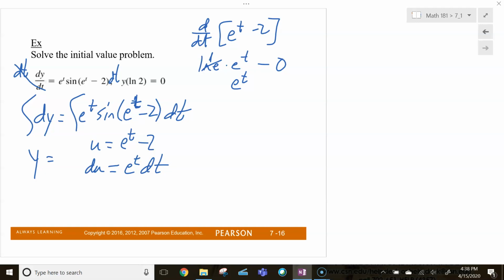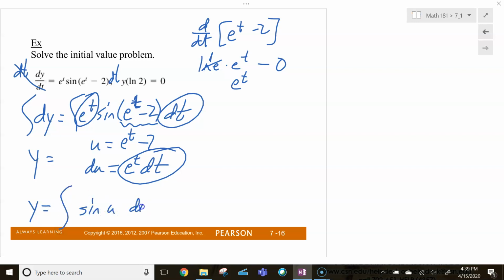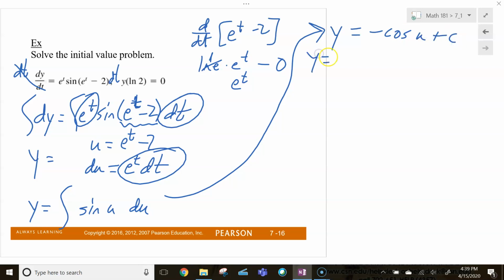So we've got e to the t dt. There's our du. And then we've got sine of u right there. So this becomes sine u du, because du is e to the t dt. And I say, oh, I can integrate that. The integral of sine is negative cosine. So negative cosine of u plus a constant. Let's throw our u back in. So negative cosine, where u is e to the t minus 2.